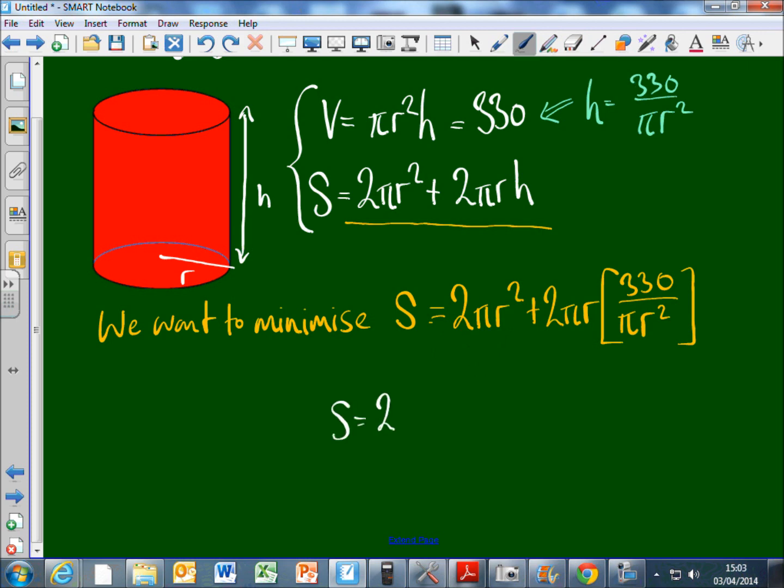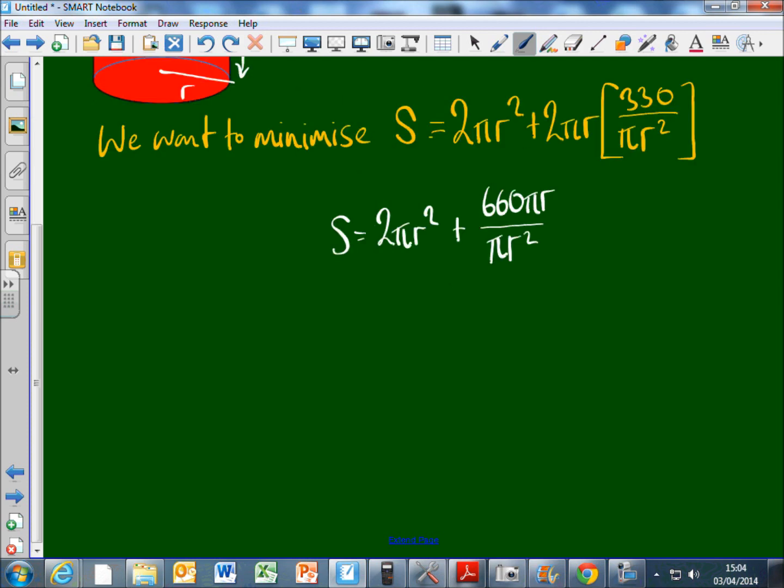We've got s equals 2 pi r squared. That's fine. And now I've got to multiply this out. So I'm going to multiply 2 pi r times 330 over pi r squared. Well, 2 times 330 is going to be 660. And I've got pi r. So I've multiplied the top by 2 pi r. Can you see that? And then I divide by pi r squared. So that's what was on the bottom. We're just trying to make this now into a form we can differentiate. And you should see that, look, because it's a fraction, I've got a pi which cancels with a pi on the bottom. Yeah? And I've got an r which cancels with one of the r's on the bottom. And so I can write this out again as the surface area equals 2 pi r squared plus 660 over r. Do you agree with that?